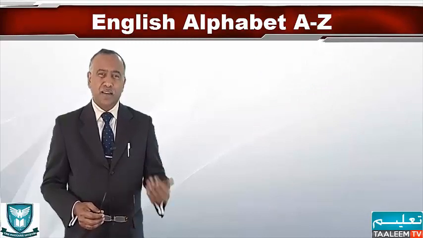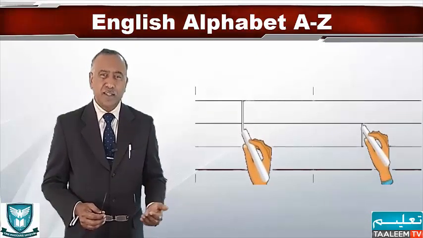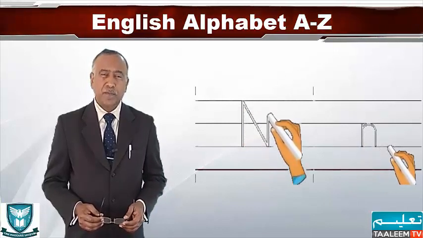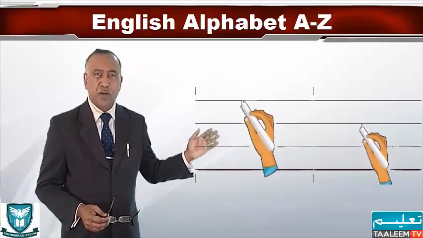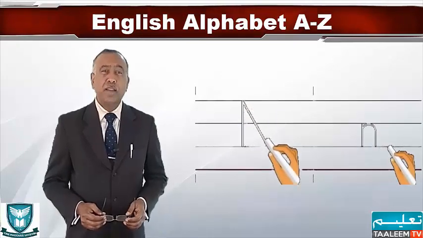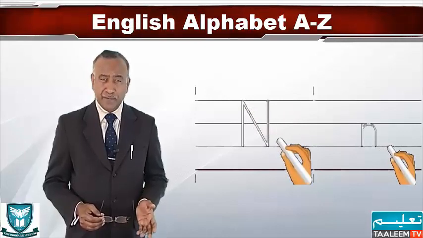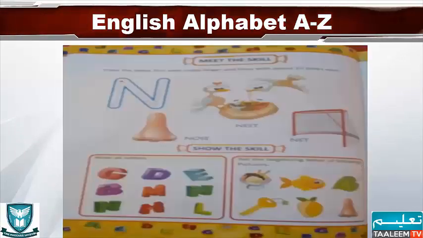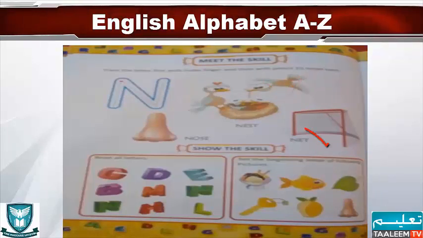Good. Now we'll learn how to write this letter N. For this purpose, we'll use dotted lines, dotted sheets, and this worksheet will help you to learn N. The letter is N. N gives N sound. For example, nest, net, nose. Good. N gives N sound.